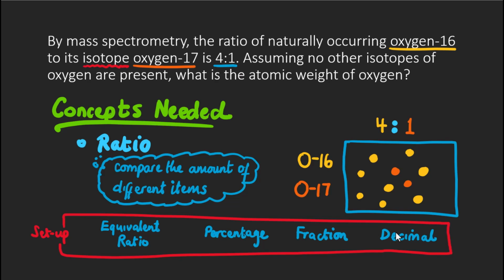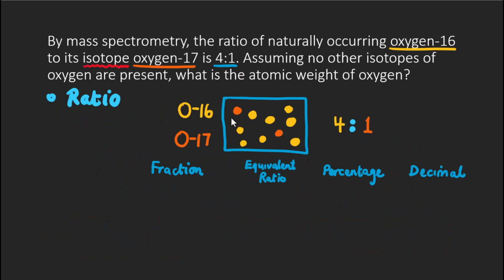Therefore, based on the question, the ratio is based on the total number of items in the sample, where in fraction form we have the total number of items to be 5. For equivalent ratios, we multiply the initial total number by 10 to get 50 items as the total. For percentage, we multiply the initial total number by 20 to get 100 as the total. And finally, for decimal, we divide the initial total number by itself to get 1.